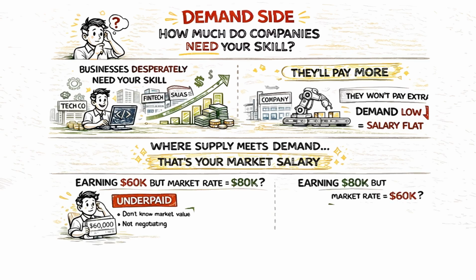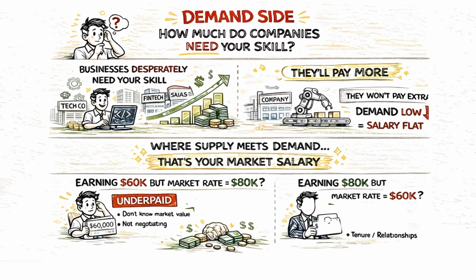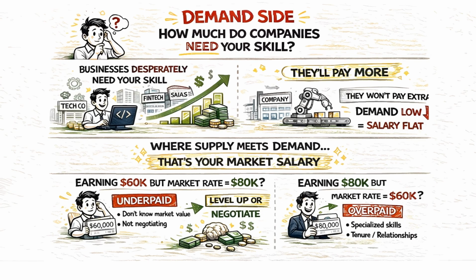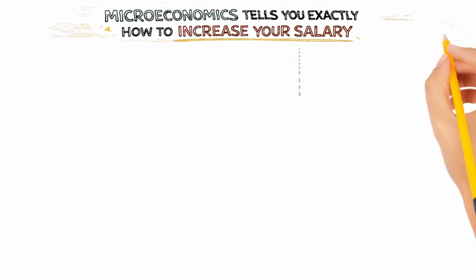If you're earning $60,000 and the market rate for your job is $80,000, you're underpaid. Either you don't know your market value or you're not negotiating effectively. If you're earning $80,000 and the market rate is $60,000, you're either overpaid, or you have specialized skills that create scarcity, or you have leverage like tenure or relationships.